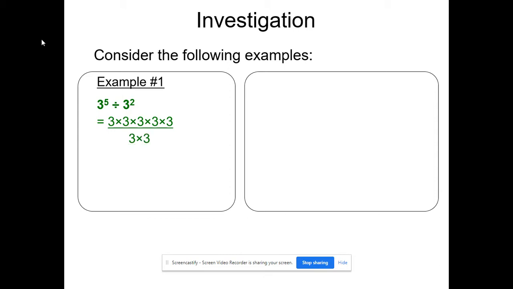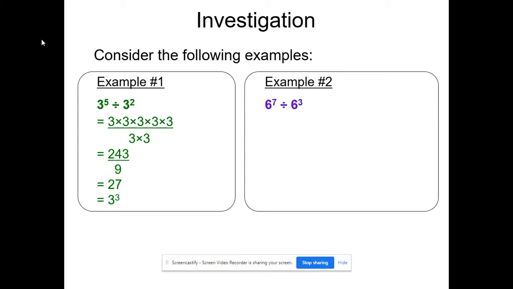And then if I evaluate the numerator, 3 to the power of 5 is 243. And on the bottom, 3 squared is 9. And 243 divided by 9 is 27. 27 is actually a power of 3. It is 3 to the power of 3. We're going to look at example number 2.